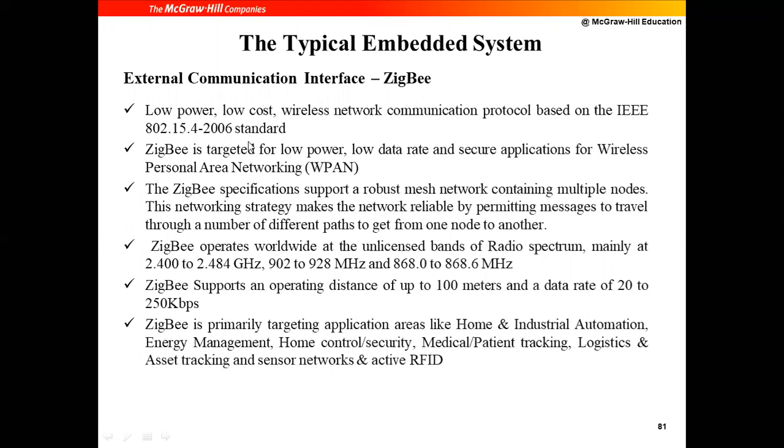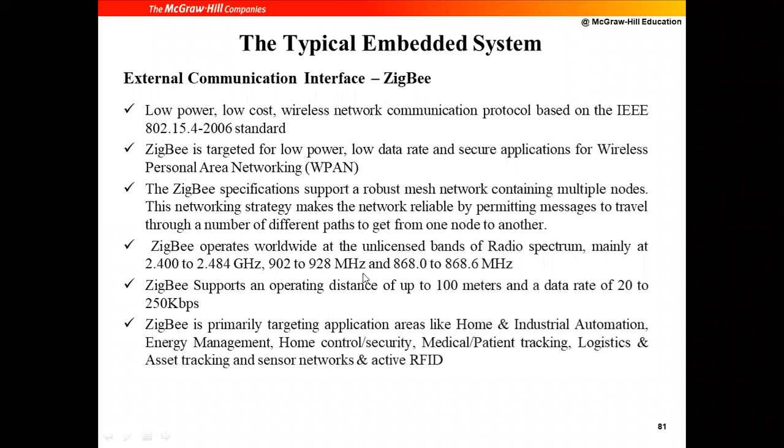So basically, this ZigBee specification supports a robust mesh network. Through a particular device, various mesh networks can be connected. This networking strategy makes the network reliable by permitting messages to travel through a number of different paths from one node to another. It also operates at various frequencies like 2.4 to 2.484 gigahertz, or 902 to 928 megahertz, or 868.0 to 868.6 megahertz. At different frequencies, these devices can operate.